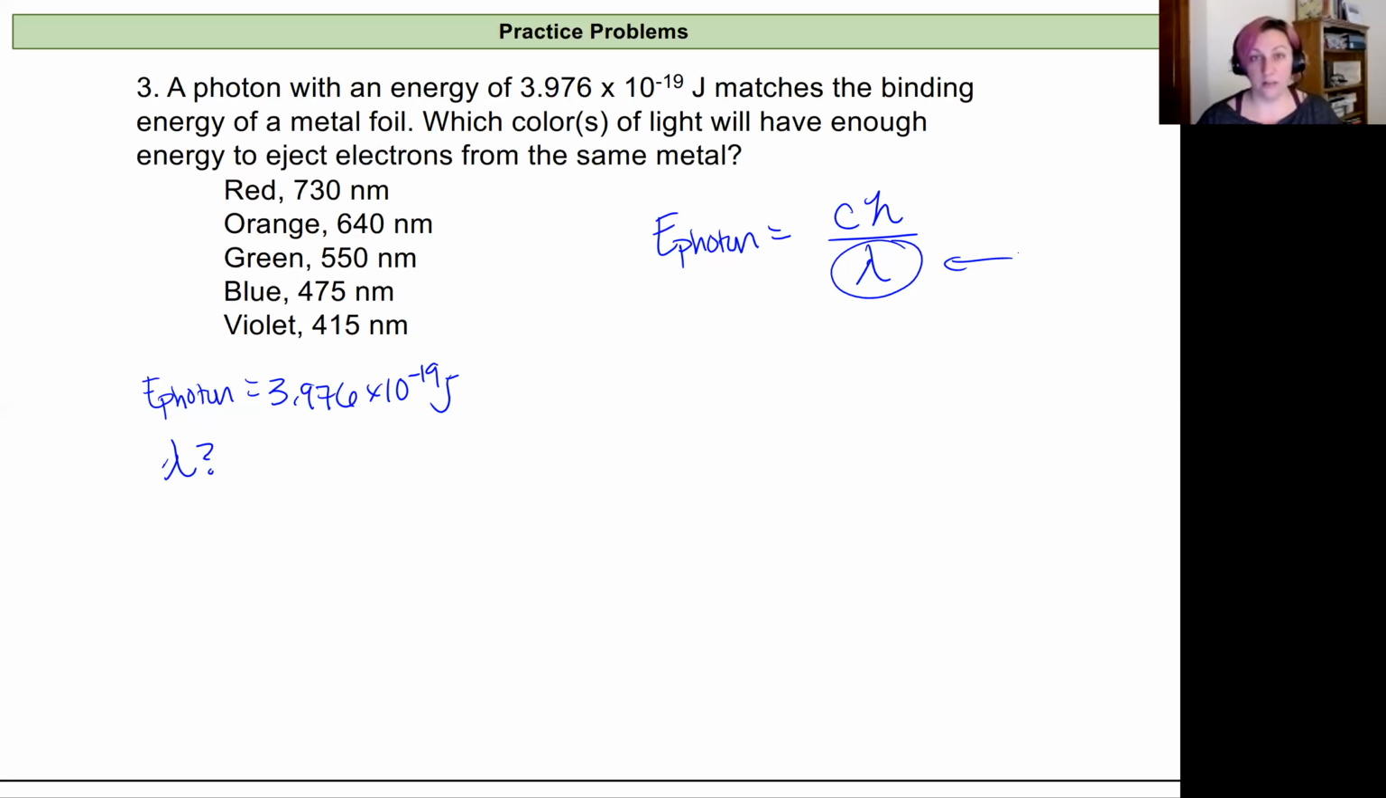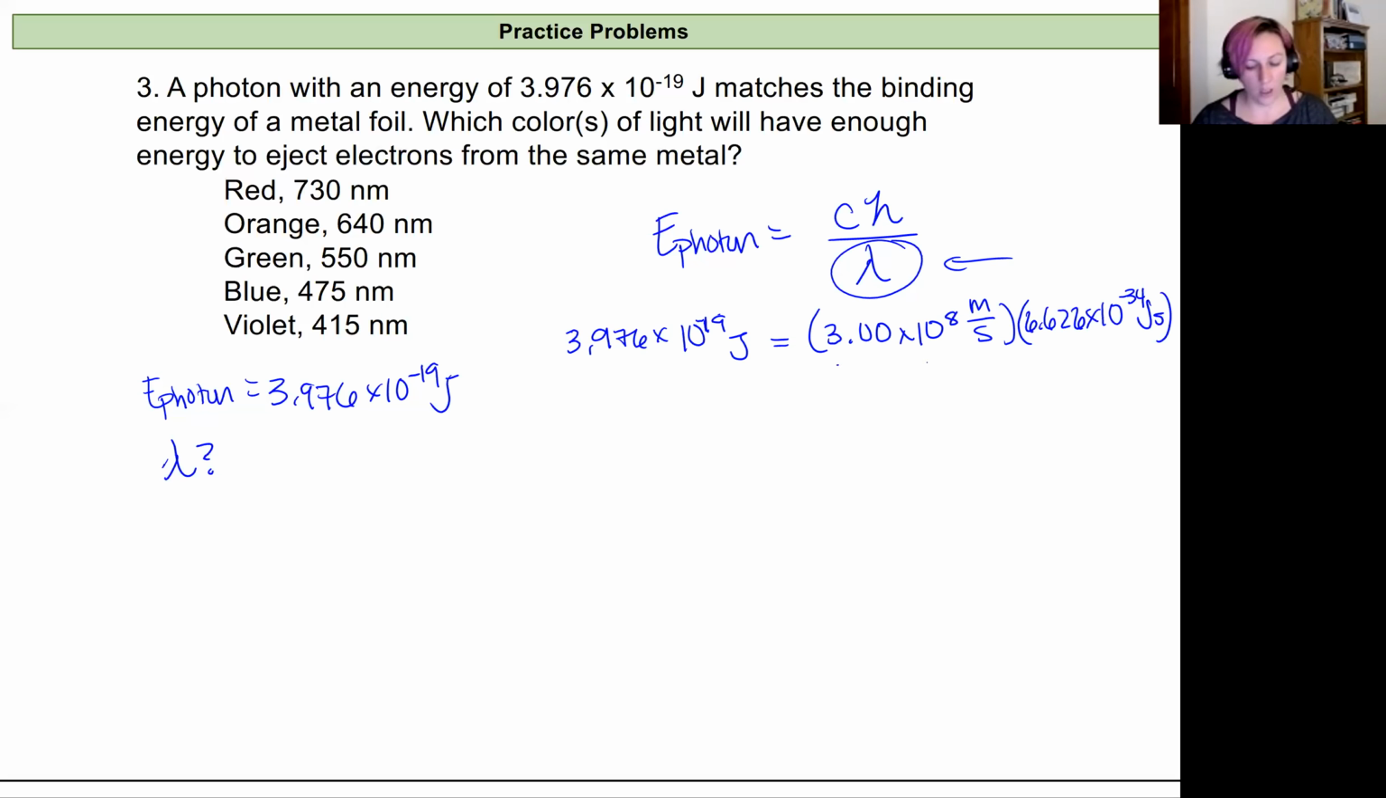So plugging in my values, I know that the energy of the photon is 3.976 times 10 to the negative 19 joules, which is equal to my speed of light, 3.00 times 10 to the 8th meters per second, times Planck's constant, 6.626 times 10 to the negative 34th joules times seconds, all divided by my wavelength. So I'll solve for that by plugging this into my calculator and rearranging. And I get a wavelength equal to 4.999 times 10 to the negative 4th meters.